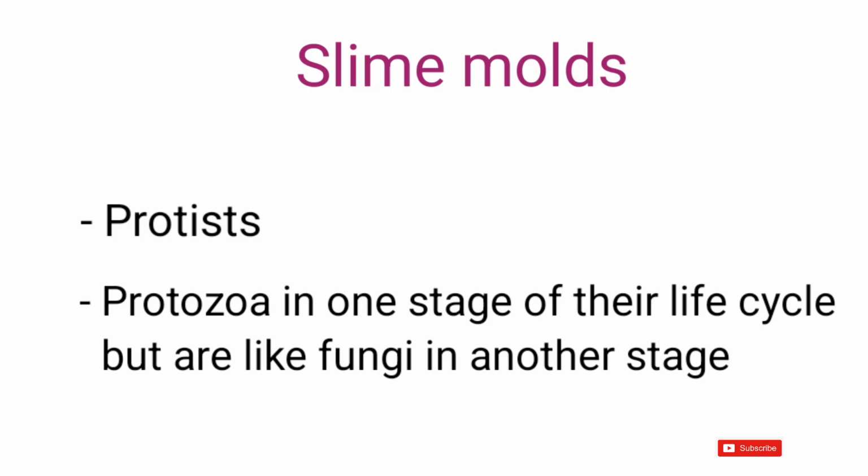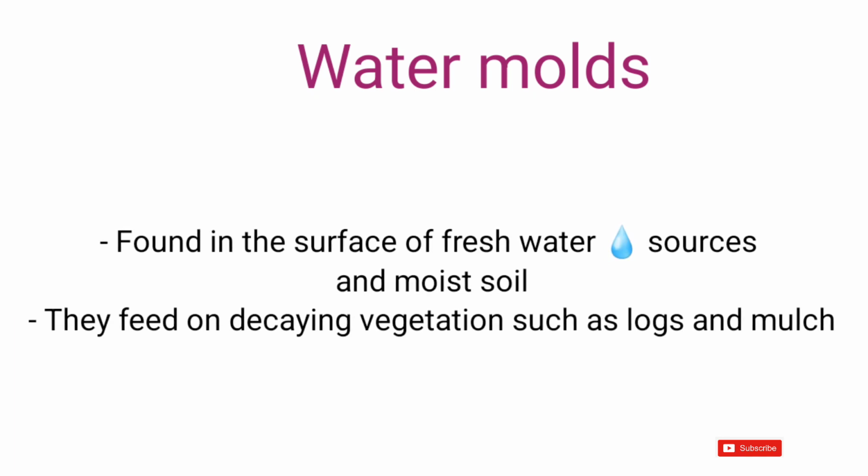Slime molds are protists that are like protozoa in one stage of their life cycle but are like fungi in another stage. Water molds, as their name implies, are found in the surface water of freshwater sources and moist soil. They feed on decaying vegetation such as logs and mulch.